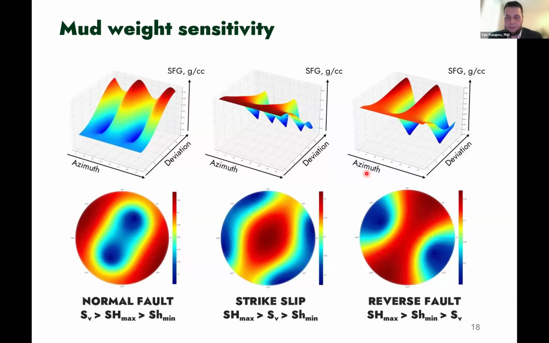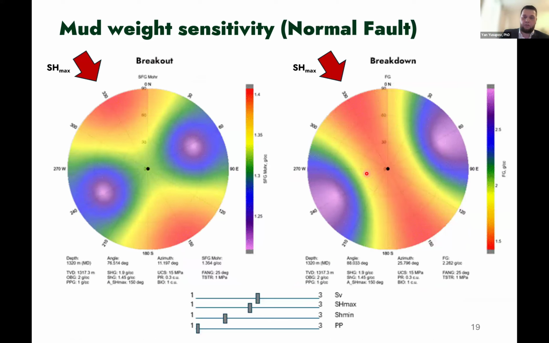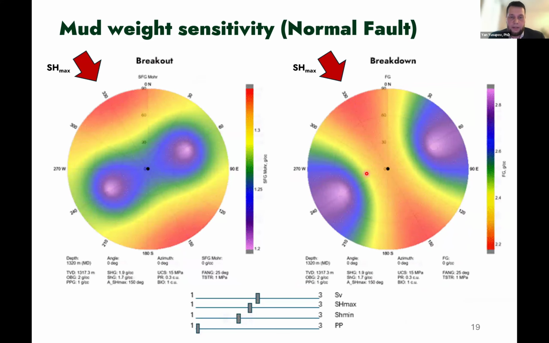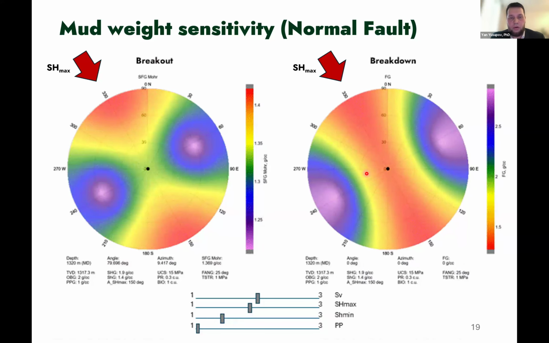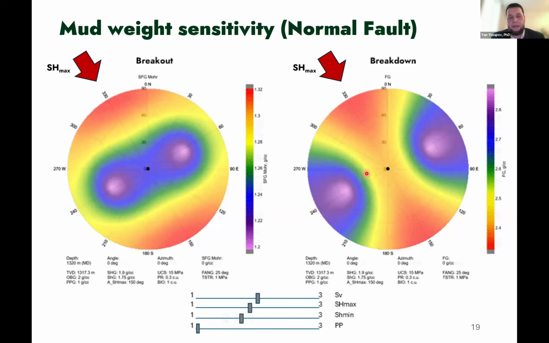Let's look at the mud weight sensitivity. We must understand that the distribution of principal stresses can be different. For example, in the normal fault, S1 will be vertical stress, S2 will be maximum horizontal stress, and S3 will be minimum horizontal stress. The distribution of mud weight depends on this from case to case. For example, for a normal fault, as you can see here, the most stable well will be a vertical well, or a well slightly inclined in the direction of SHmin.